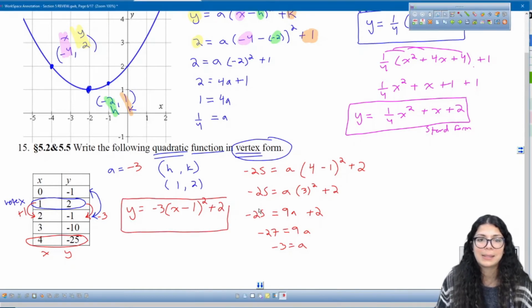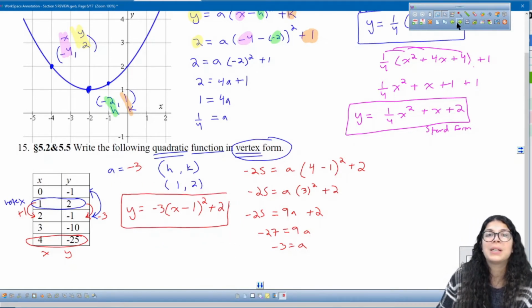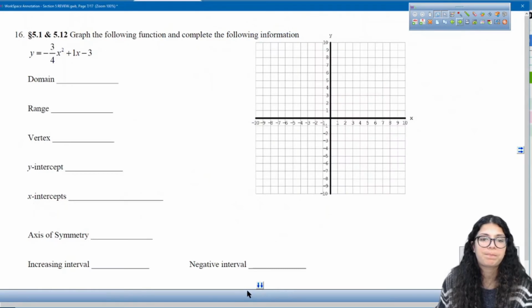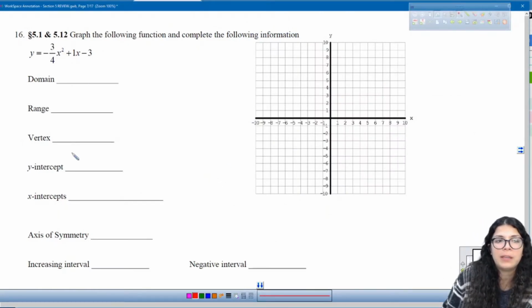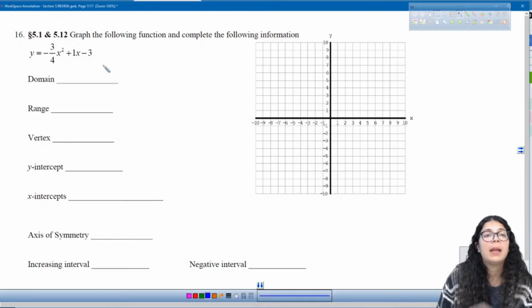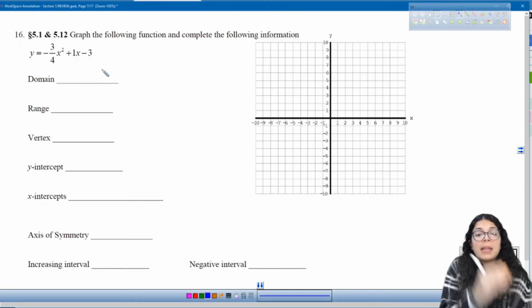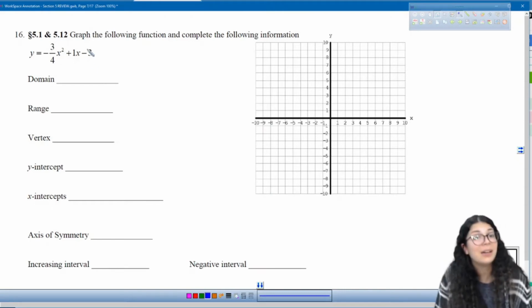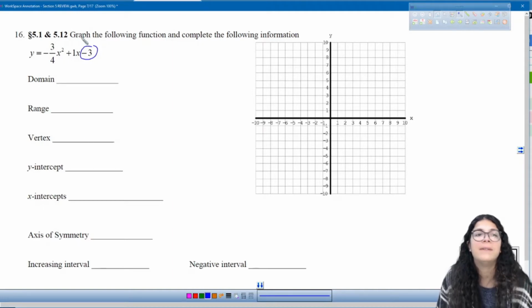All right. Let's go ahead and move on to number 16. All right, number 16, we have another graph with a bunch of key features. This one, we start with standard form. Now, vertex form, you have the vertex to begin with, right? Standard form, you have the y-intercept to begin with. Remember, the y-intercept is the c value. So the y-intercept is given to you right away, -3.